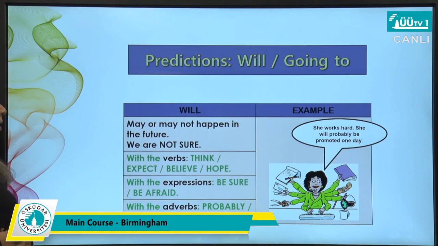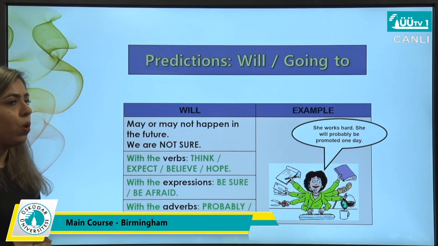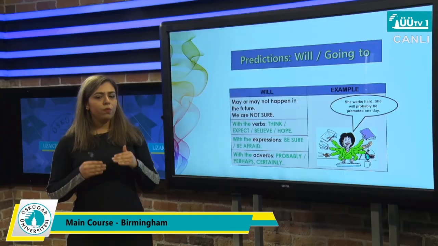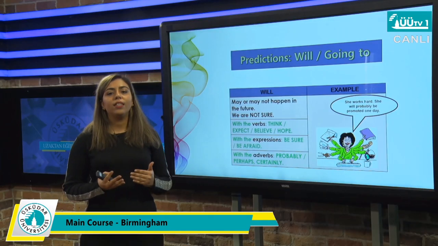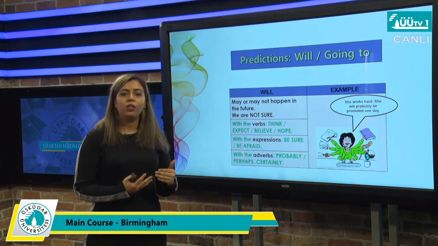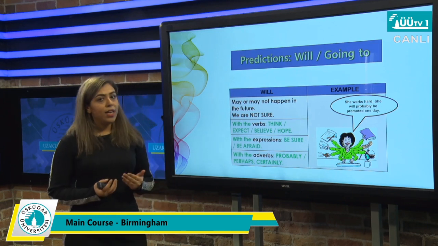And we use will with expressions like be sure or be afraid. And we use adverbs like probably, perhaps, certainly, because we are not sure. For example, she works hard, she will probably be promoted one day. Because she works hard, you think that she will get a promotion one day in the future.